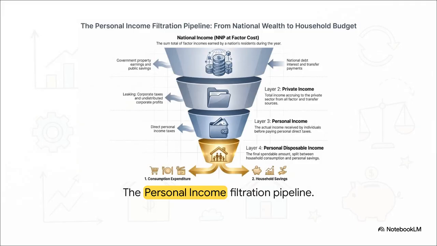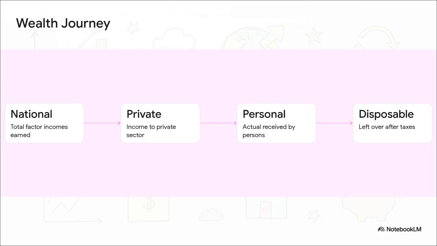Think of the journey of all this wealth as a giant, leaky pipeline. It starts at the very top with national income, and as it flows down toward the household, it slowly leaks. We lose corporate taxes, undistributed corporate profits, and government property earnings along the way, while simultaneously gaining things like transfer payments, stuff like pensions or national debt interest. We literally step down from the nation's total earnings.